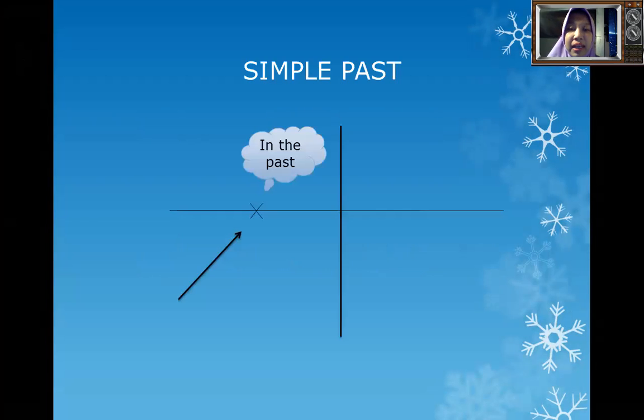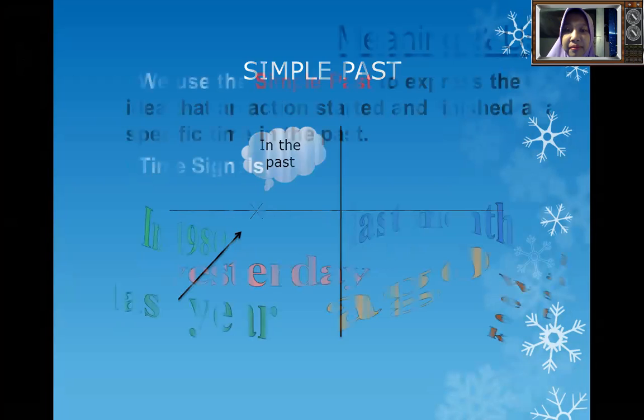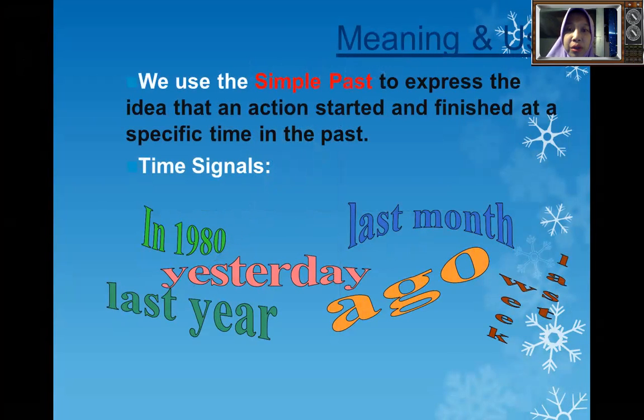Simple past tense. If you look at this picture, the time for simple past tense is in the past. So here, we use the simple past to express the idea that an action started and finished at a specific time in the past. And the time signals you may see are: in 1980, last month, last year, last week, 2 days ago, 3 years ago, yesterday, just now, and so on.